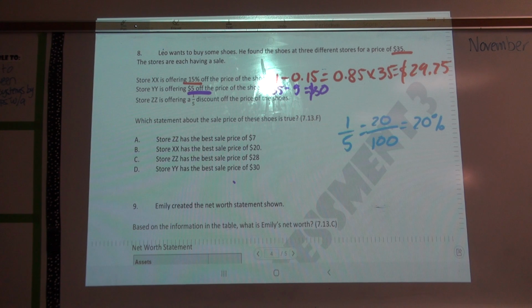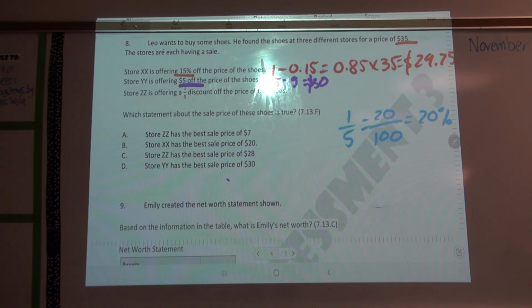Now, again, that's a markdown. Step 1, convert percent into a decimal. So it's gonna be 0.2. Take that away from 1. So 0.8. And then multiply by the original, 35.